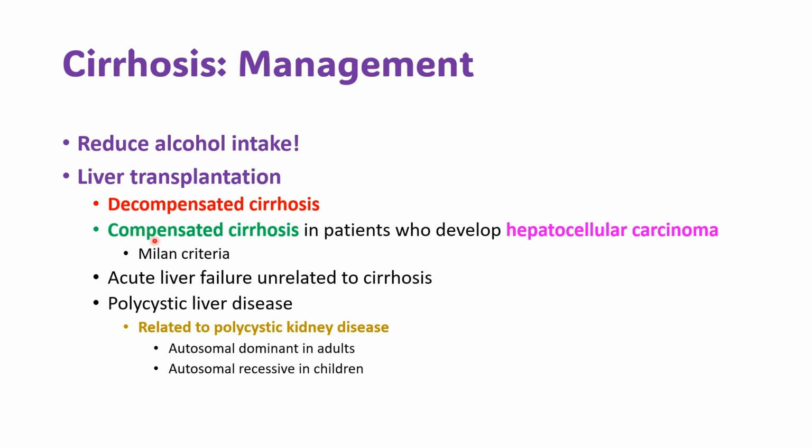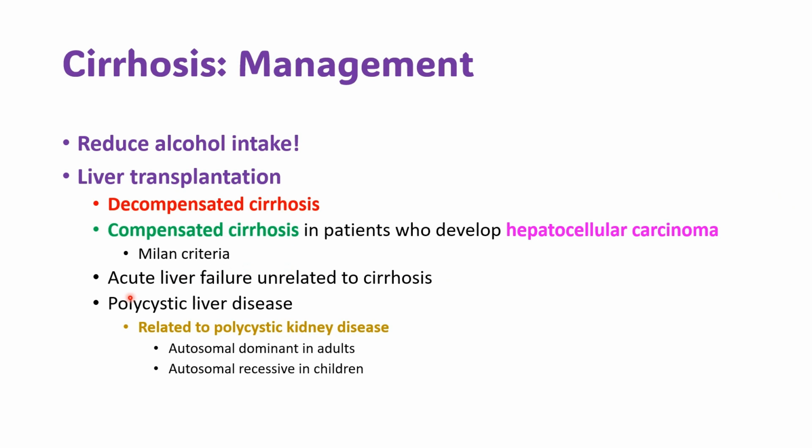And then also in compensated cirrhosis, particularly patients who develop hepatocellular carcinoma, the need for liver transplantation can be decided by using a criteria called the Milan criteria. A patient might be eligible for transplantation if they have one lesion less than 5 centimeters or 3 lesions less than 3 centimeters, no vascular infiltration, and no extrahepatic manifestations. But this also requires lifelong immunotherapy after the transplant, to which there's very variable toleration between patients.